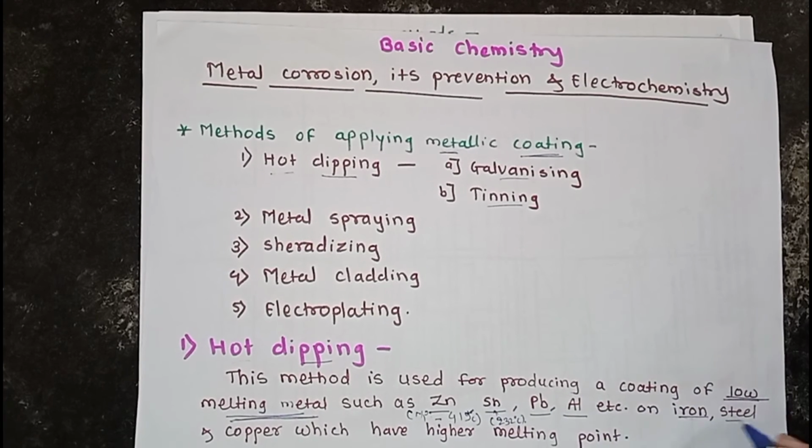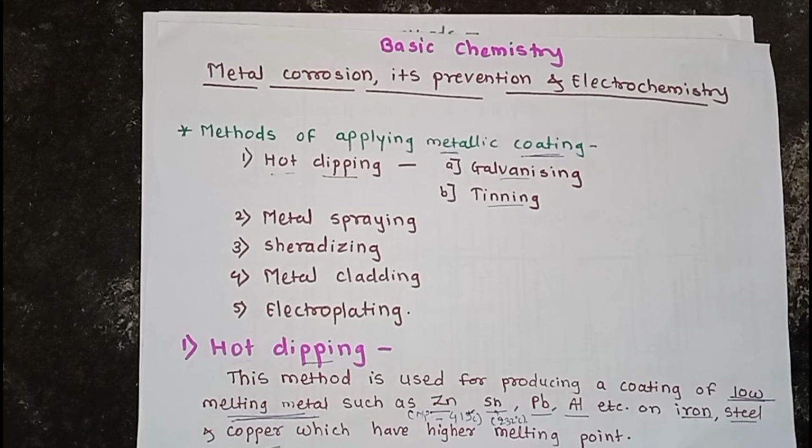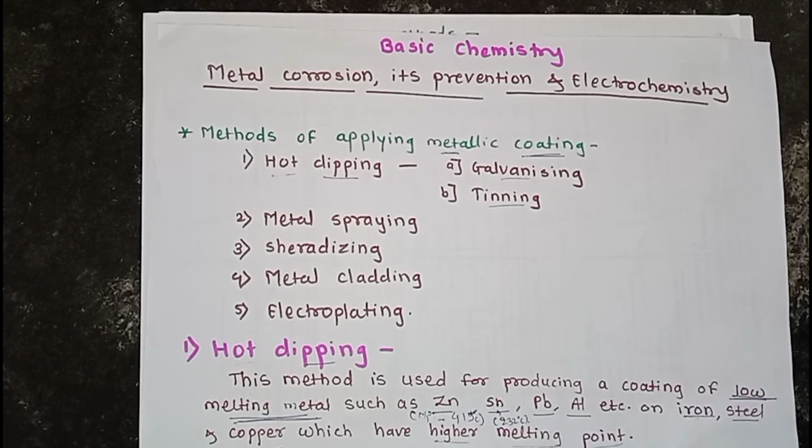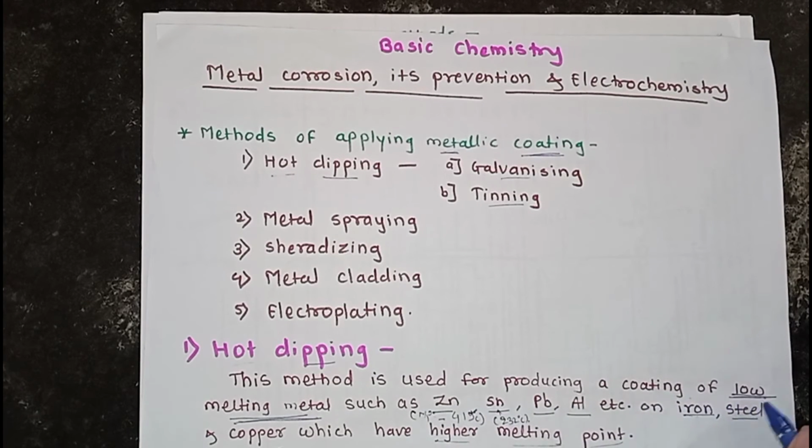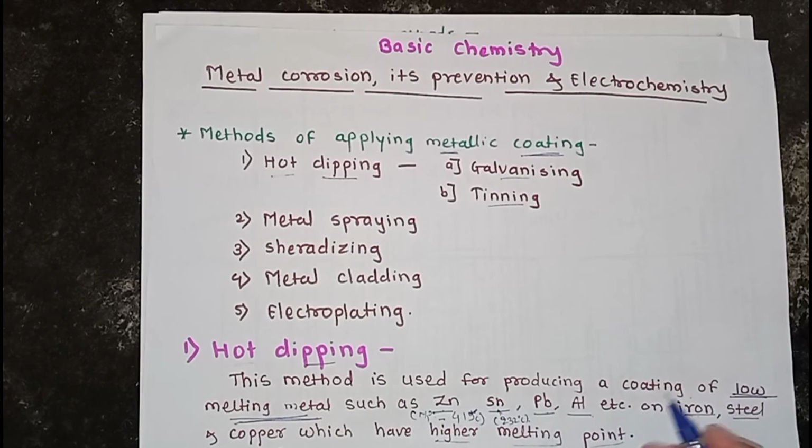In this hot dipping method, metals like iron, steel and copper get protected, because iron, steel and copper have a higher melting point. That's why these metals get protected from corrosion, as we produce a coating of low melting metal over them. These low melting metals are zinc, tin, lead and aluminium, which get coated on metals like iron, steel and copper.